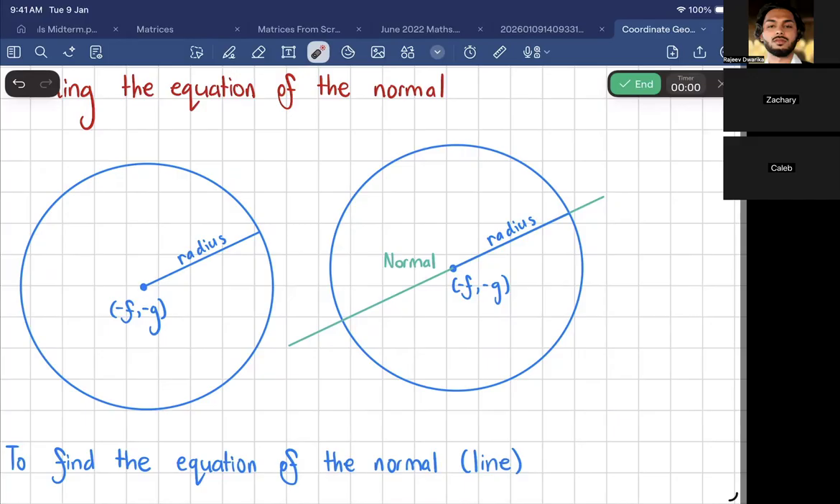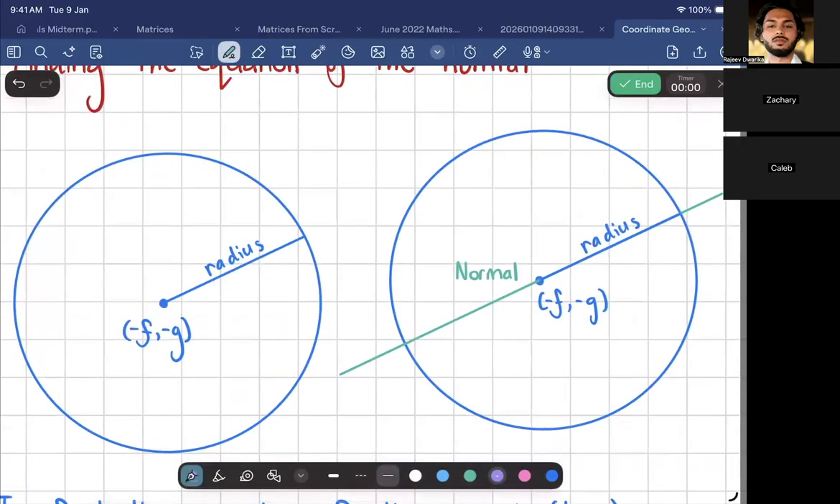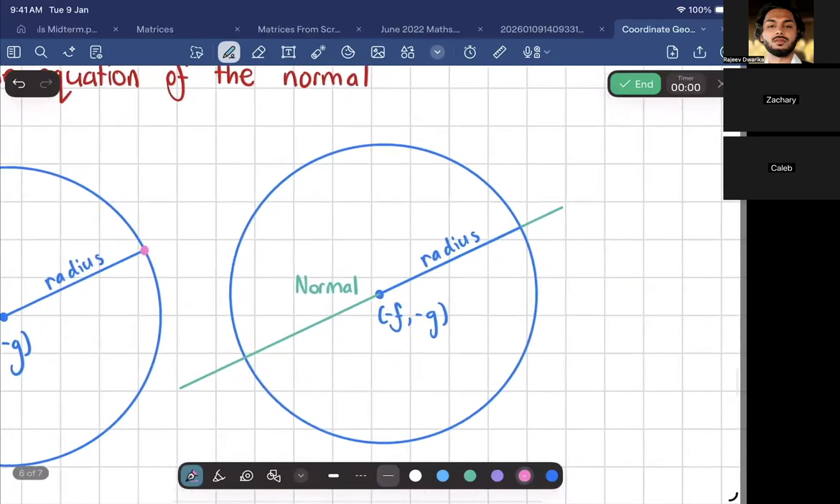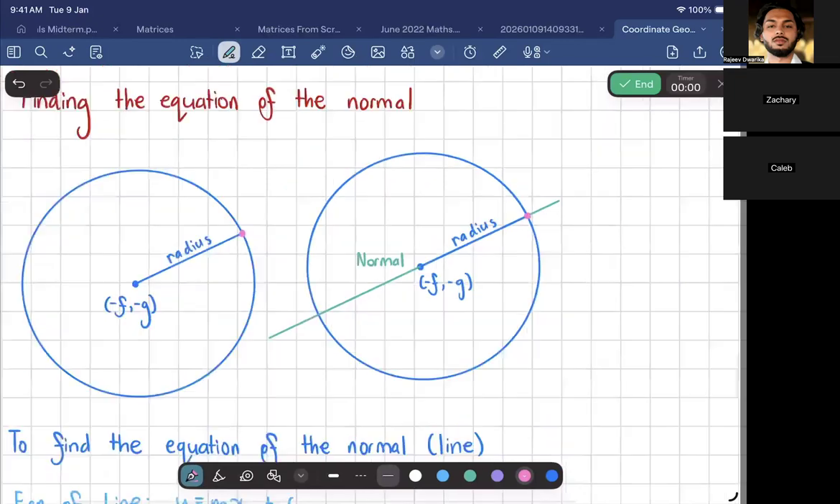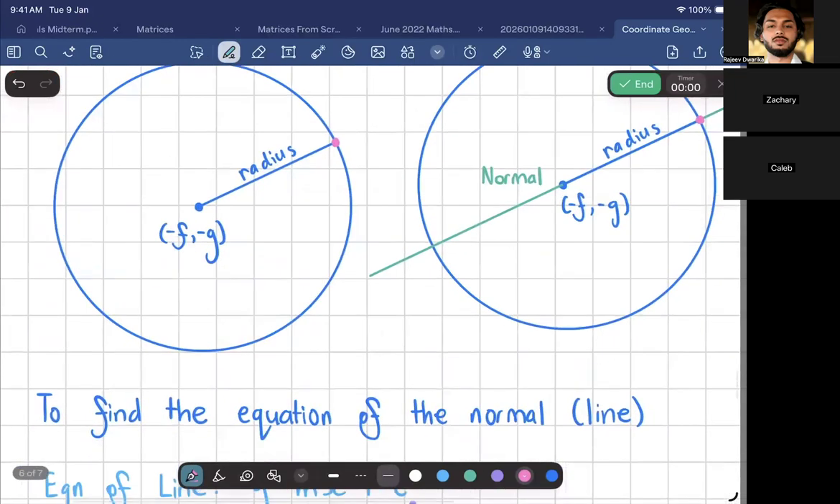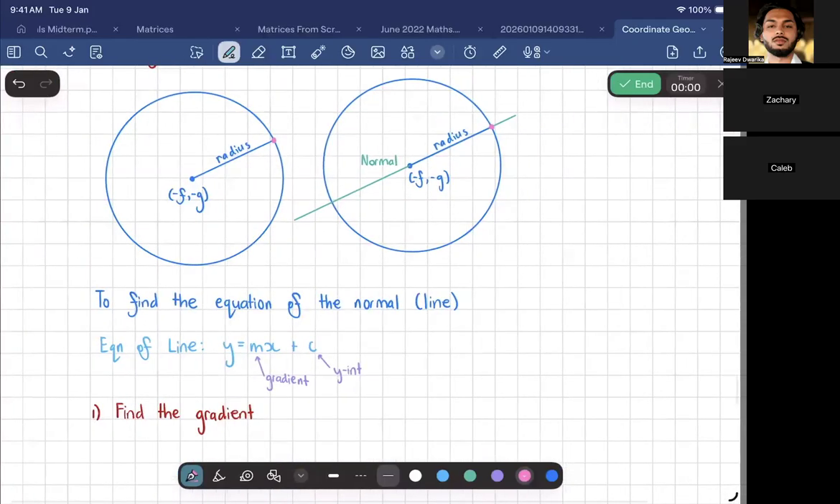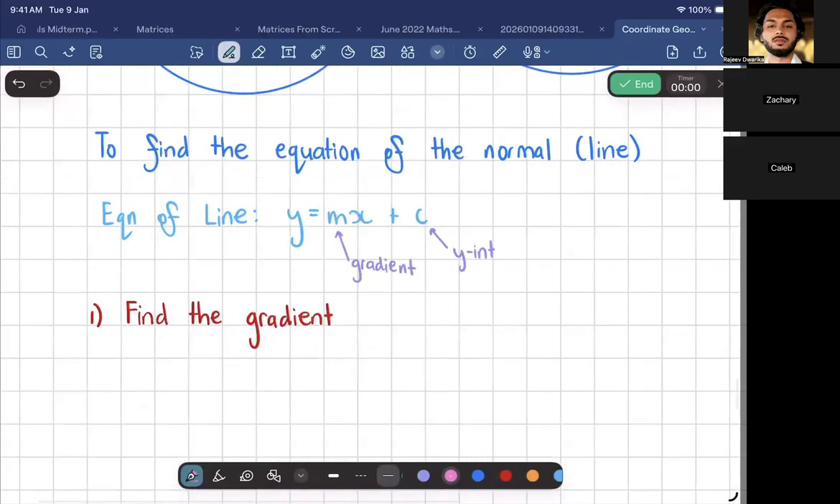Yes, sir. Cool. So all you would need then is simply another point. You would need a point that lies on your circumference, and they would happily provide that in the exam. They should. Cool. So once you have this information, you could find the gradient. You'd find the gradient by using the center and a point on the circumference.